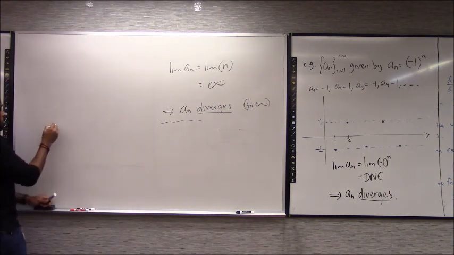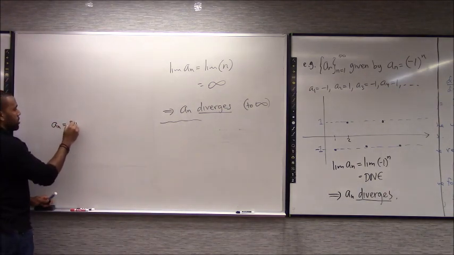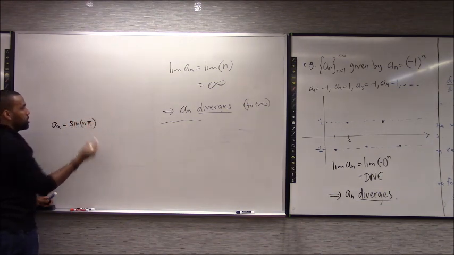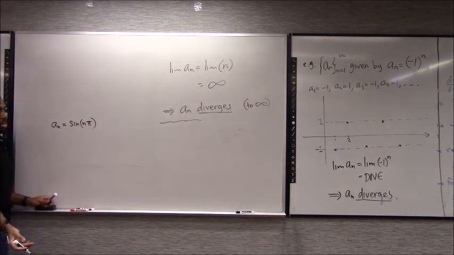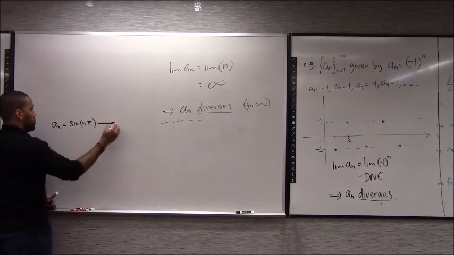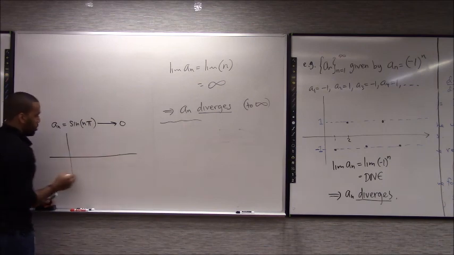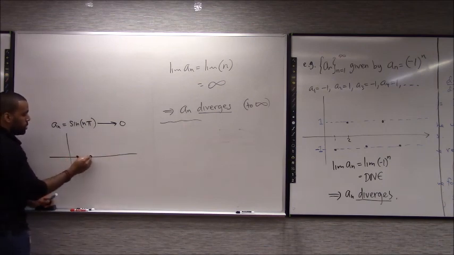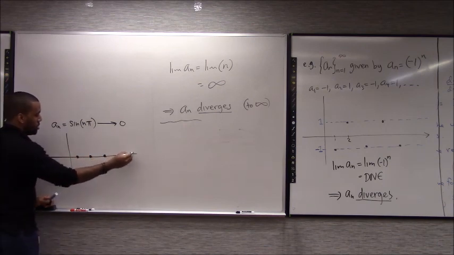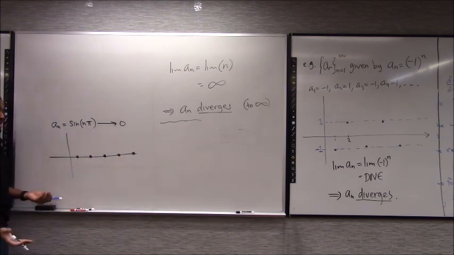Like the sequence sine of n pi, that's actually a convergent sequence because it literally outputs zero all the time. At all points, it's going to be zero, zero, zero, zero, zero. What's the trend here? It's always zero. Yeah. Question.